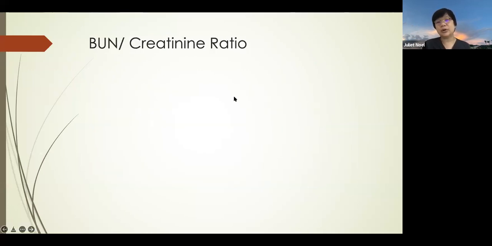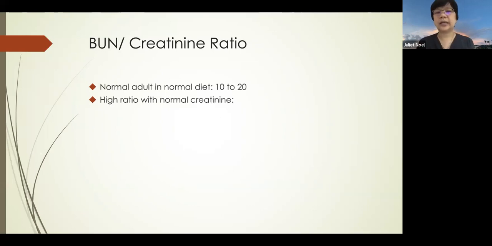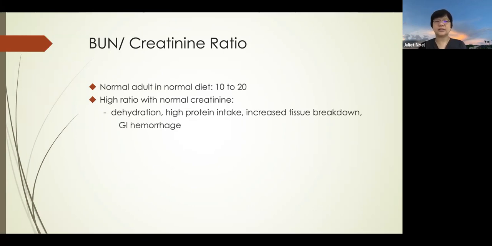So what is more helpful would be the BUN creatinine ratio. A normal adult on a normal diet usually has a BUN creatinine ratio of 10 to 20. So high ratio with normal creatinine, where do you see this? In patients with dehydration. So the creatinine is 1, but the BUN is 40. So the patient was having diarrhea or was using a diuretic, then that is due to that, no?